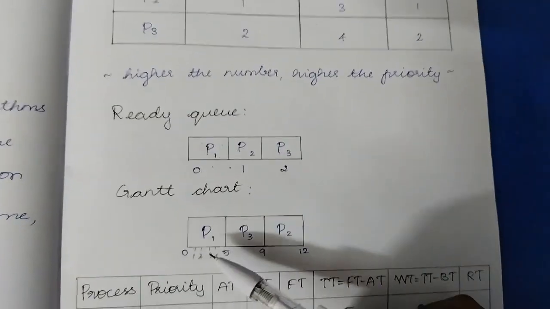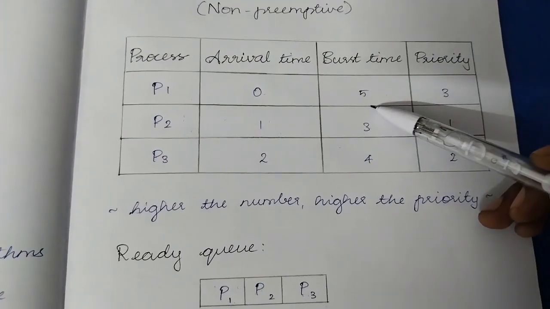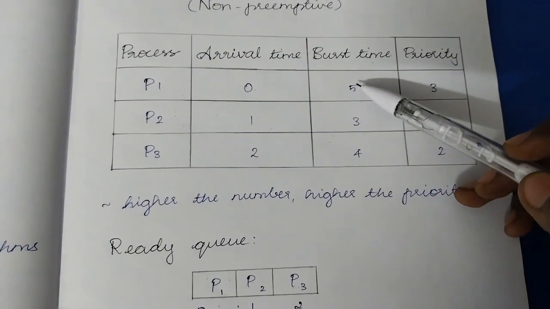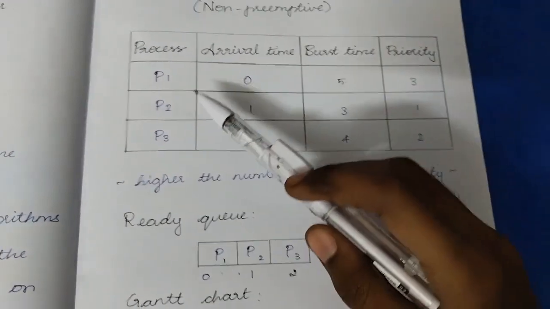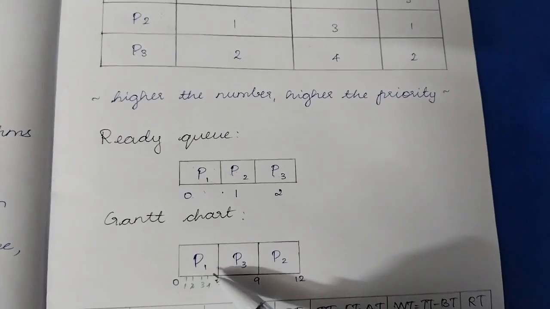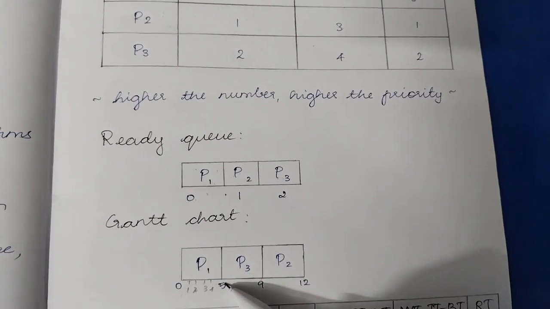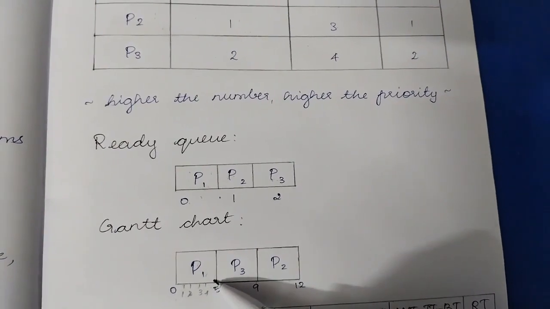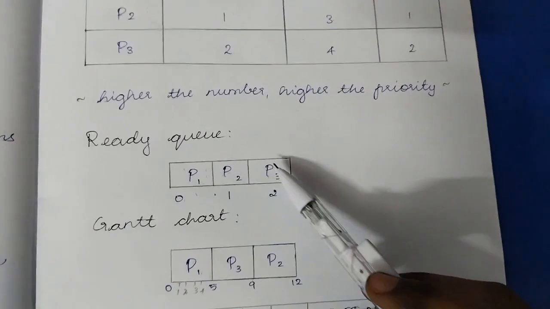So how do we know the process is completely executed? With the help of burst time. So what's the burst time? 5. So at time equal to 5, the process P1 is completely executed. So until time equal to 5, 1, 2, 3, 4, and 5, P1 is being executed, and once it's done, we move on to the next process at the ready queue.